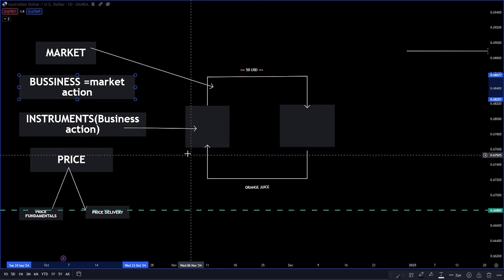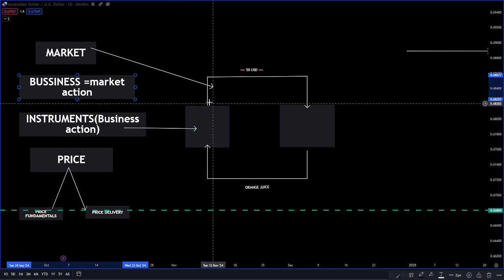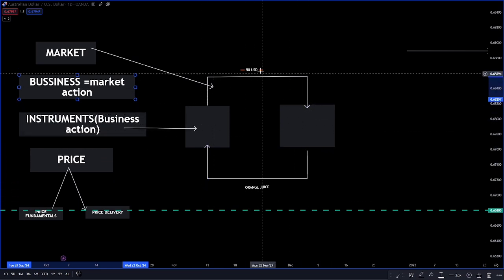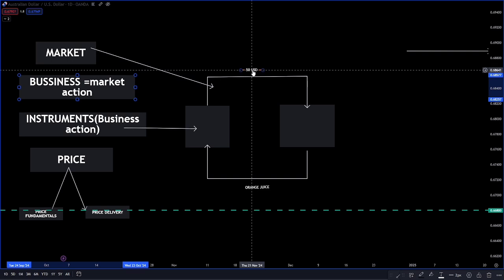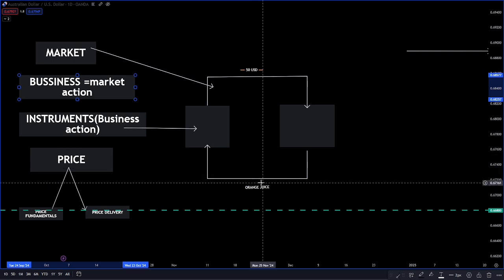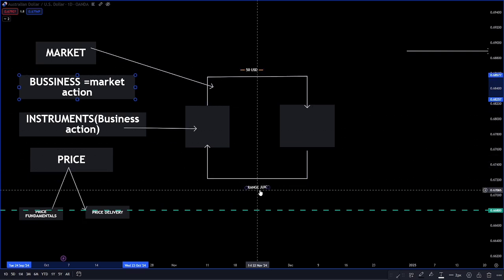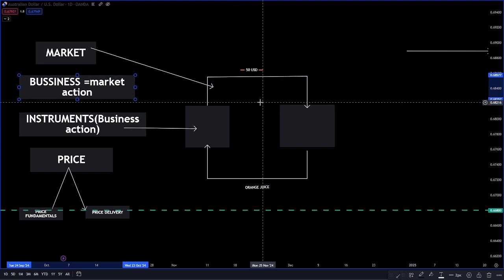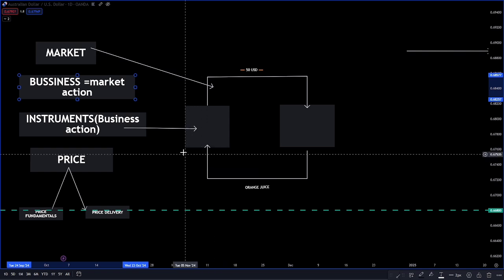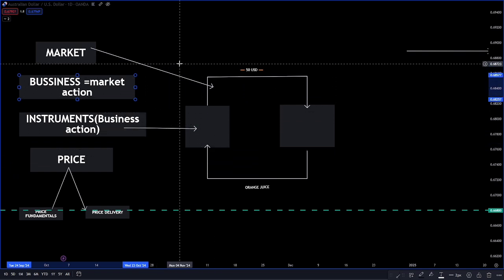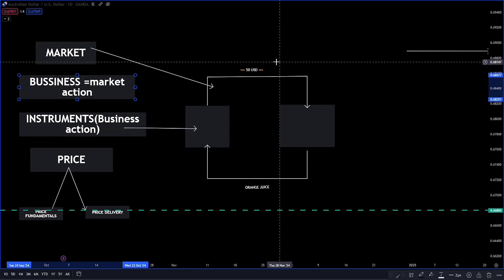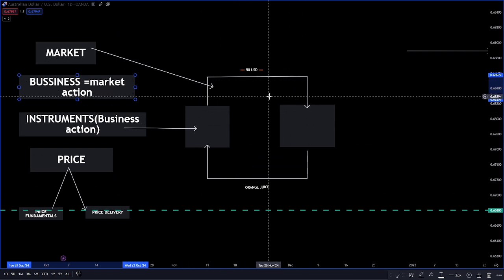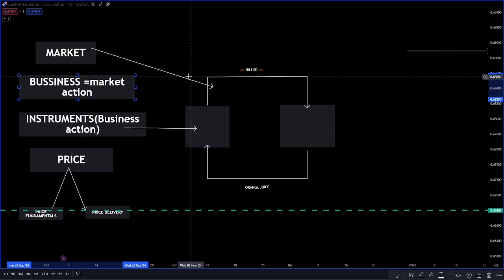Now, the forex market does not show you who is buying and who is selling. It doesn't show you which instrument is used as the medium of exchange. If it was 50 USD that was used to buy orange, or if it was orange that was used to buy 50 USD, it's not going to tell you. But the forex market will tell you what happened in this particular transaction.